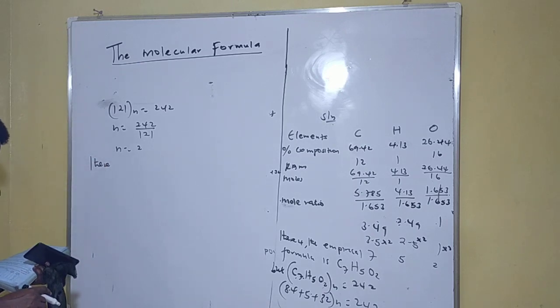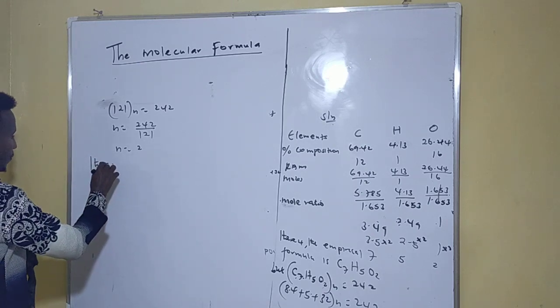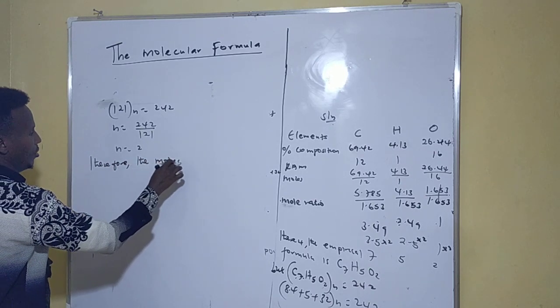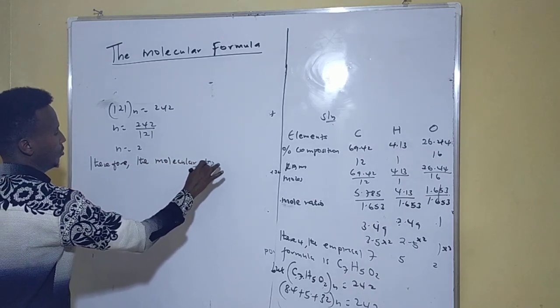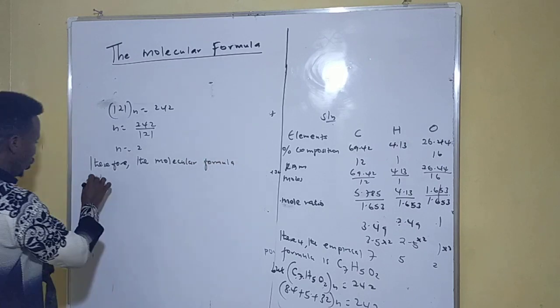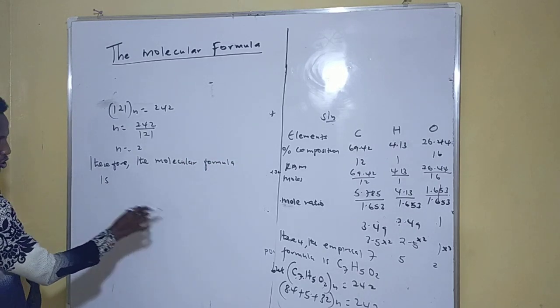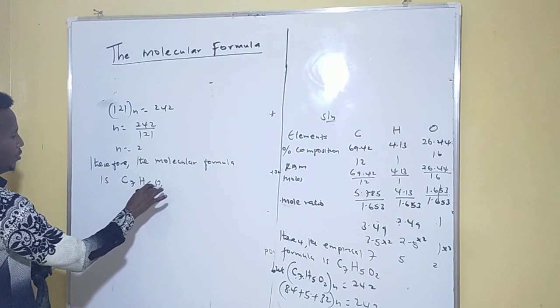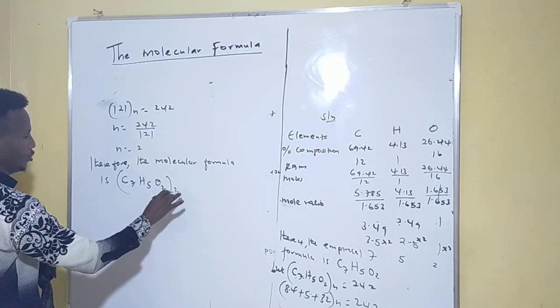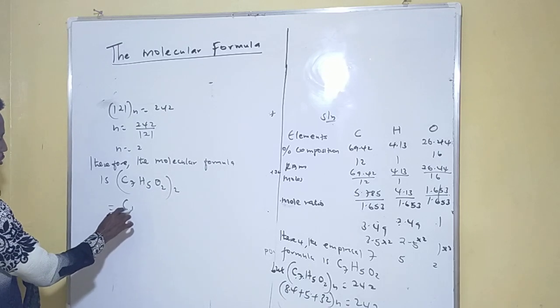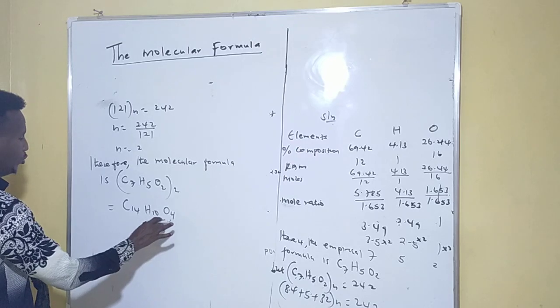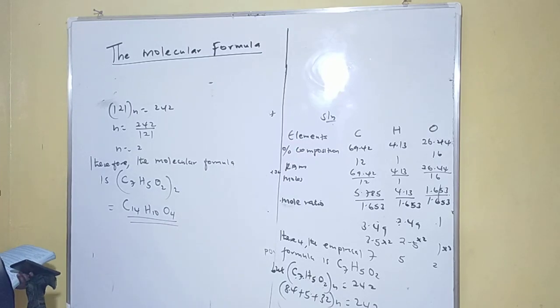Therefore, we are going to say the molecular formula is C7H5O2 multiplied by 2, which is equal to C14H10O4, and this is the final answer.